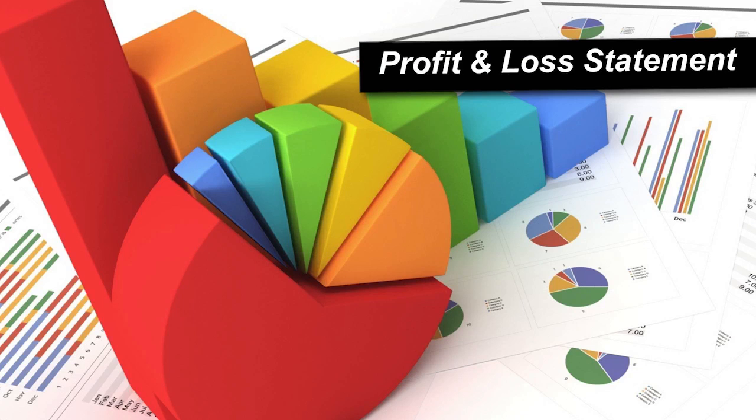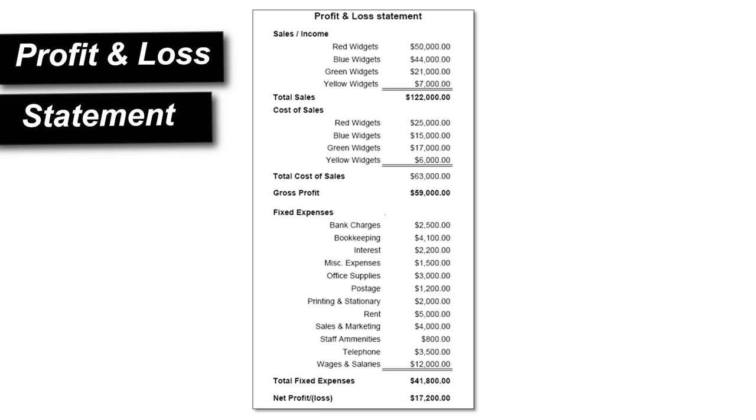So what's in the profit and loss statement? Pretty simple. Here's an example one up here for you. So you can see the top there is your sales and your income. That just tracks what's coming in.